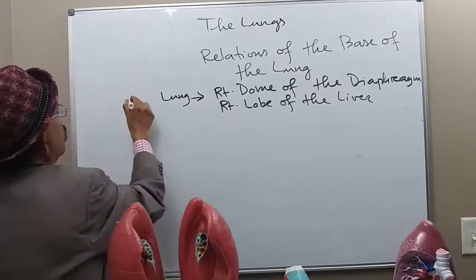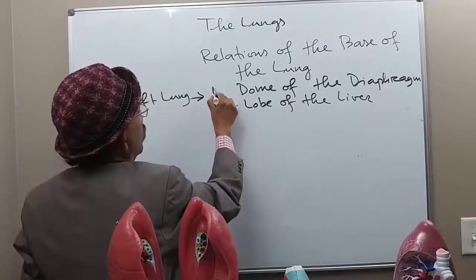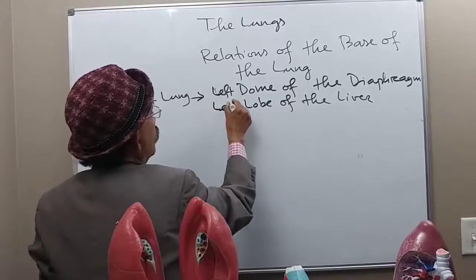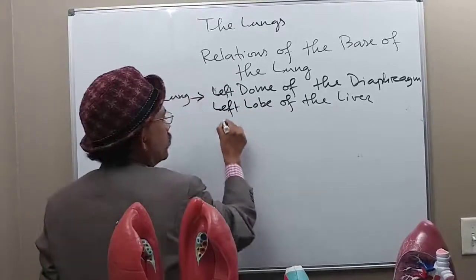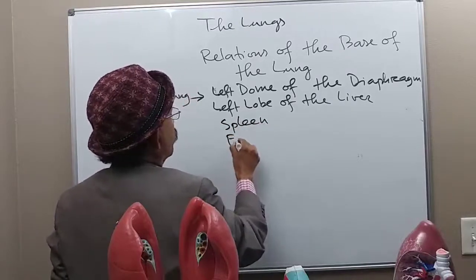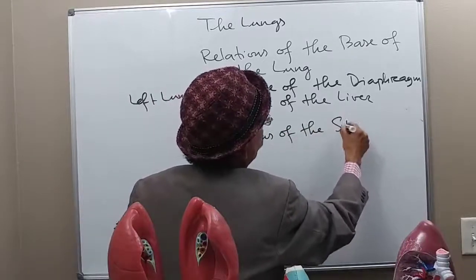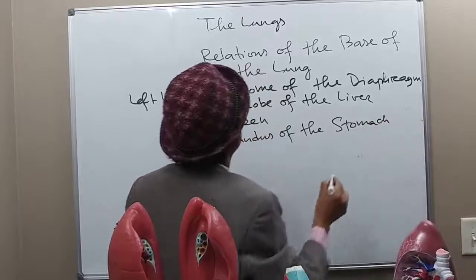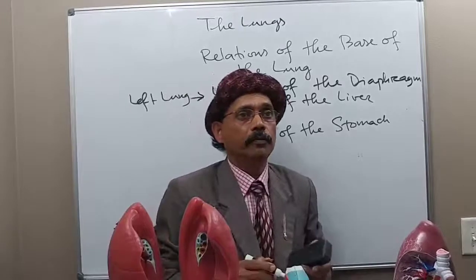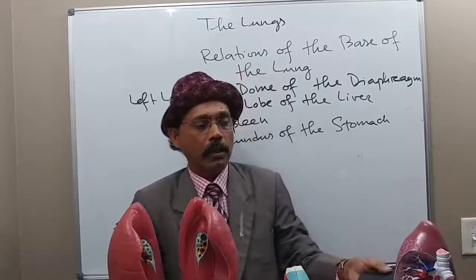How about the left lung? The left lung is related to the left dome of the diaphragm, the left lobe of the liver, the spleen, and the fundus of the stomach. We got the relationship to the base of the left lung. Now we'll go to the differences between the right lung and the left lung.